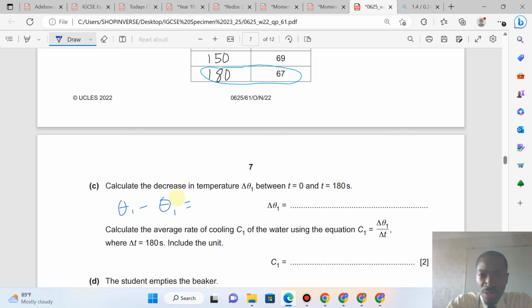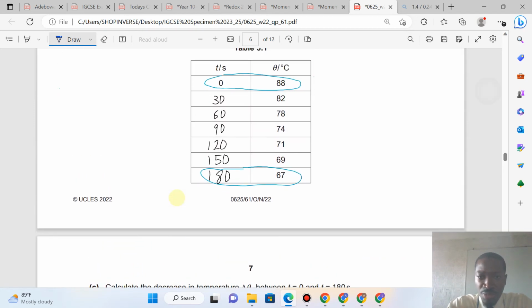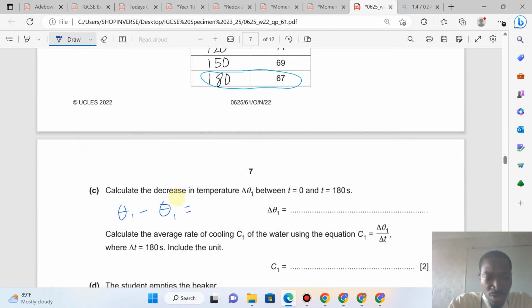What's our theta 1? Our theta 1 is the initial temperature, which is 88. Theta 1 minus theta 2: our initial temperature is 88 minus our final temperature, 67. 88 minus 67 will give you 21 degrees Celsius. So I'll put that here, 21 degrees Celsius.